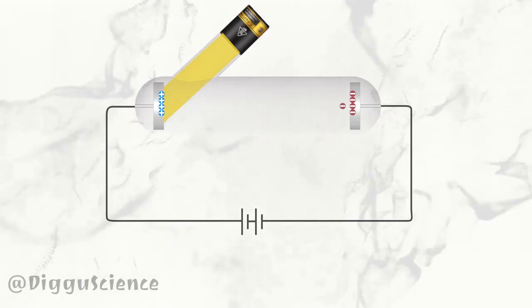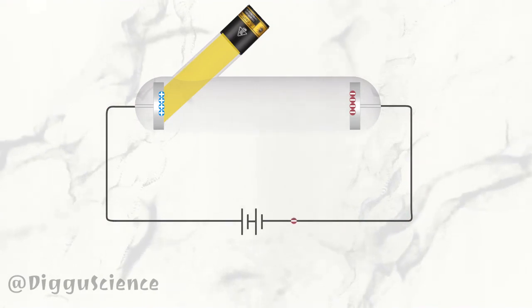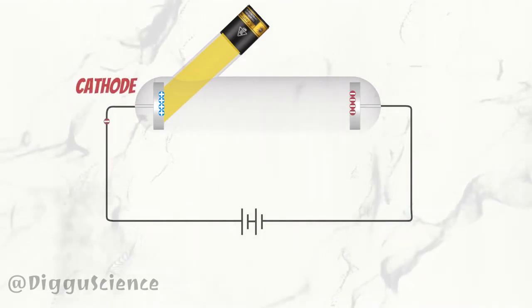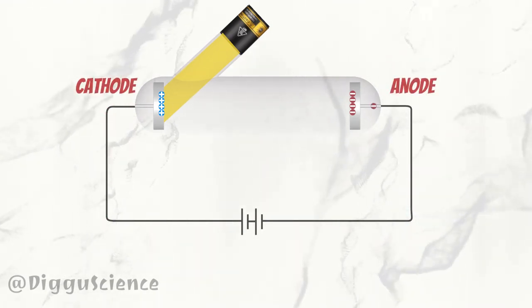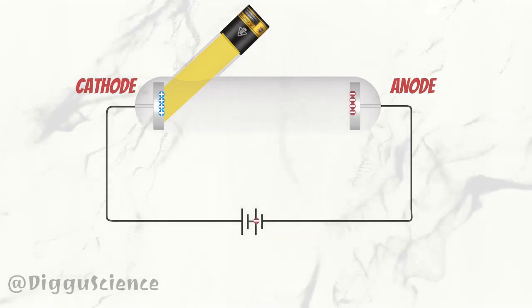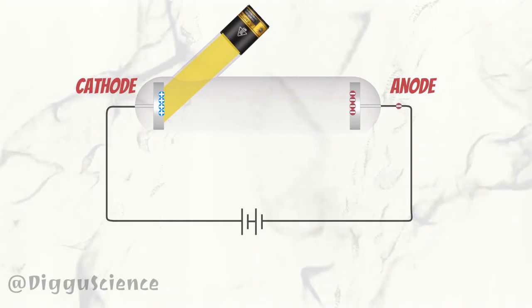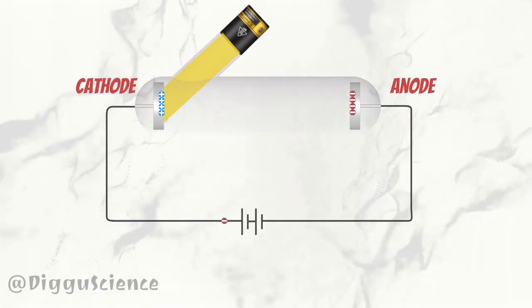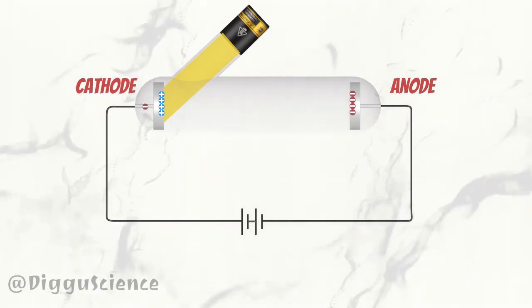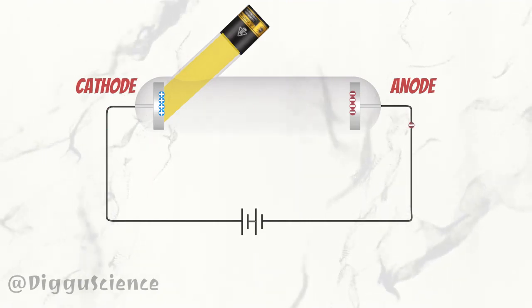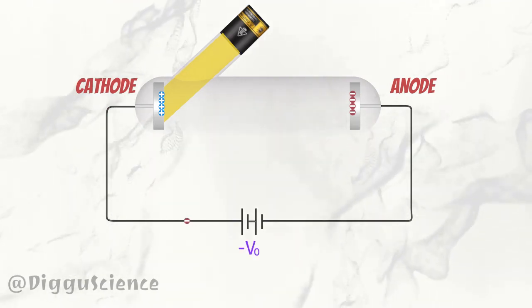The plate that produces electrons is the left plate, so the left plate is the cathode, and the right plate is the anode. Because electric current flows in the opposite direction to its normal direction, the voltage applied to this circuit will have a negative value. Call it -V0.